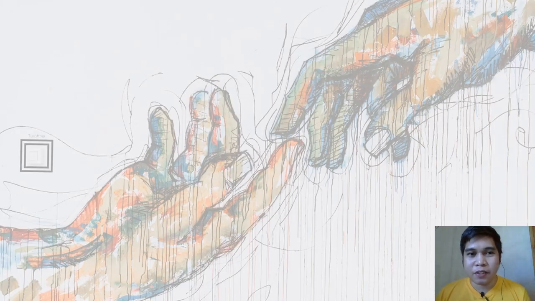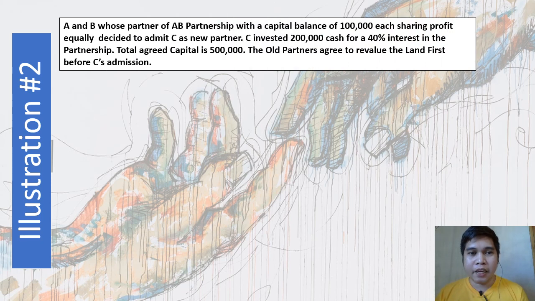Okay, so let's have illustration number 2. A and B, who are partners of AB partnership with capital balances of 100,000 each, sharing profit equally, decided to admit C as a new partner. C invested 200,000 cash for a 40% interest in the partnership. Total agreed capital is 500,000, so the old partners agree to revalue the land first before C's admission.